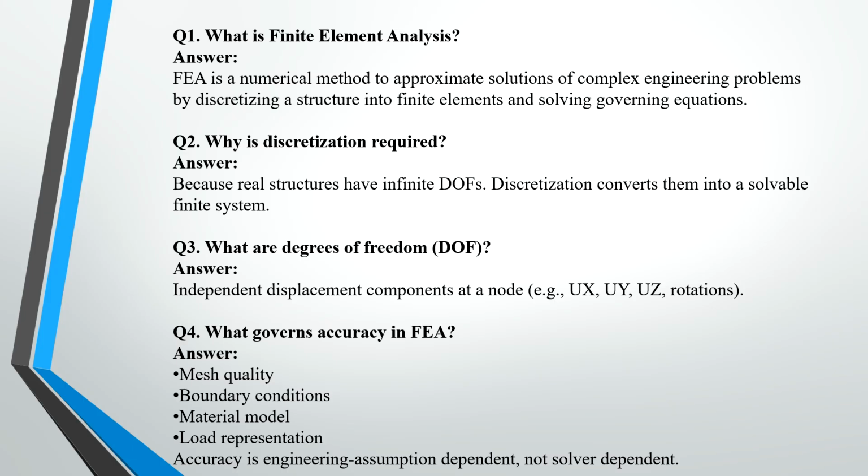Second question is why is discretization required? Because real structures have infinite degrees of freedom. So discretization converts them into a solvable finite system. So what is degree of freedom? DOF is the independent displacement components at the node. Example, UX, UY and UZ and the rotations. So it means the translation and the rotation, so that we call the degrees of freedom in all three directions.